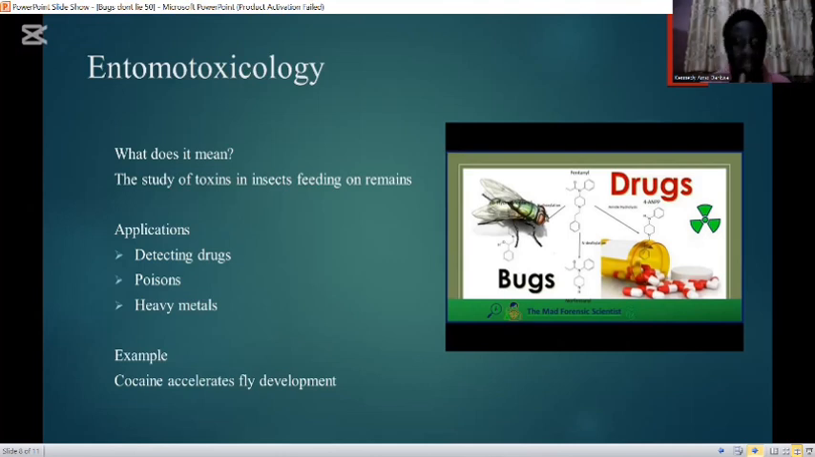So, for example, substances like cocaine can accelerate insect development, which can mislead investigators if not accounted for. So these drugs can increase or decrease insect development depending on the type of drug the person took. Yes, so that's how this one also works.